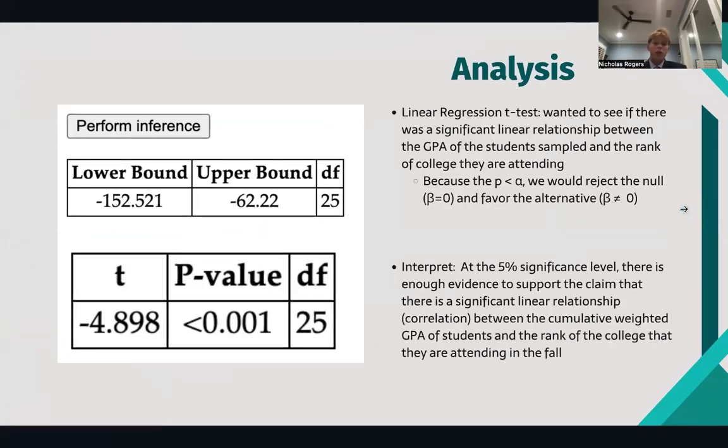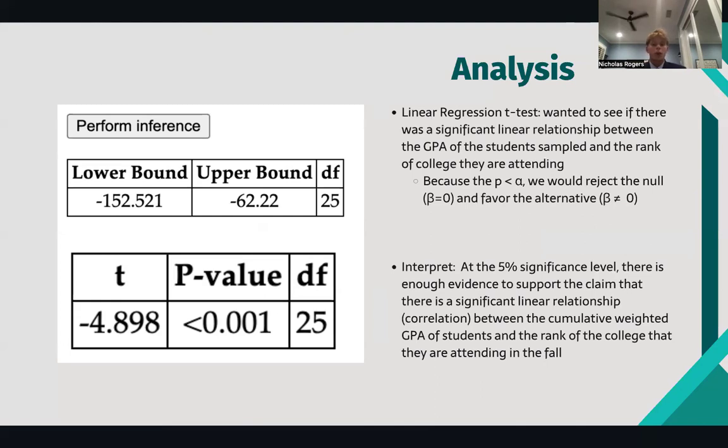To perform our test, we used a linear regression t-test to see if there is a significant linear relationship between GPA and the rank of college. Because we got a p-value of less than 0.001 as a result from our test, and because the significance level of 0.05 is greater than the p-value, we have enough statistical evidence to reject the null hypothesis, meaning that we can conclude that the alternative hypothesis of there being a relationship between the two variables is true.